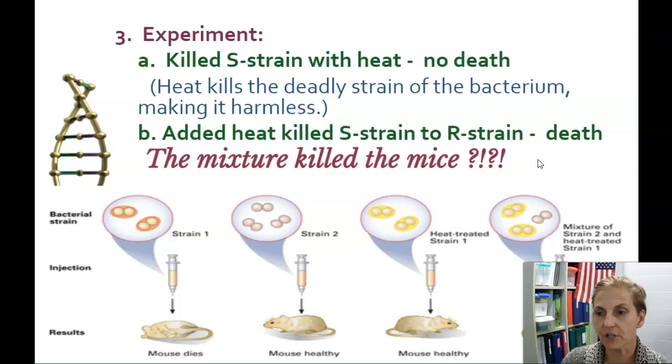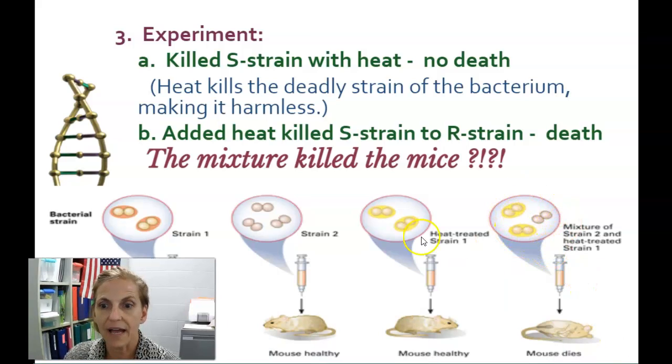So to make that weakened version, he heat killed the S strain. And sure enough, it did not cause death in mice. So this is a good start. This could be his vaccine, right? Then he added that heat killed version of the S strain to the non-deadly R strain. And when he combined the two, it still caused death in mice. So something went awry here. If the heat killed strain didn't cause death by itself and the R strain didn't cause death by itself, what the heck happened that caused the combination of those two to become deadly?